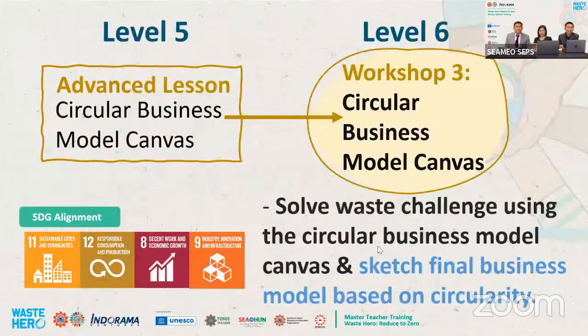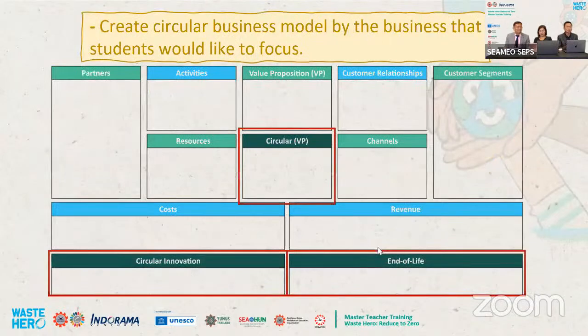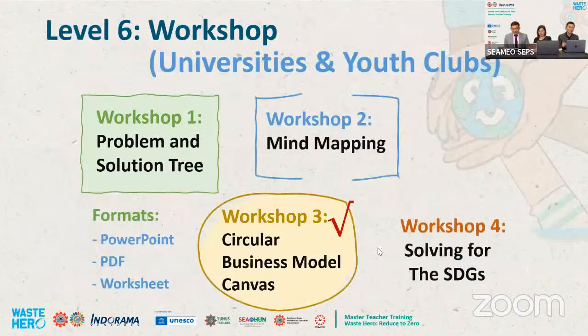Okay. The lessons of level 5 could be applied to workshop 3 of level 6 by letting students create a circular business model for the business that they would like to do, their interest, or maybe the business that they would like to emphasize on. Okay, everybody, that's what we got from level 5. Right now, let's walk through the level 6 workshop for university and youth clubs that you can adapt to the school class or also the school clubs. Okay, I've already explained to you how workshop 3 works.